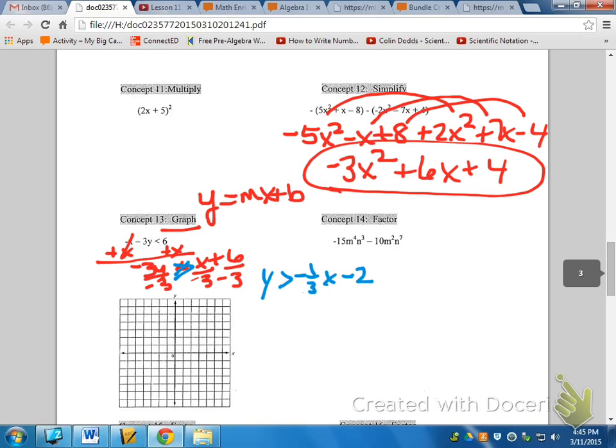So I'm going to graph this like I would a line, and I start with my b, so on negative 2. My slope is negative 1/3. That means I'm going to fall 1 and I'm going to run 3. 1, 2, 3, and place my point. Now it's greater than, so that just means it is simply a dashed line, not solid, and I have to shade above because it's greater than.